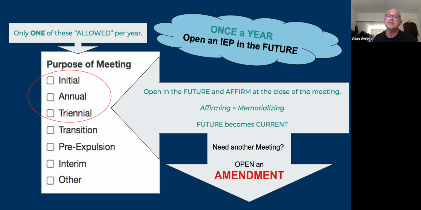So if you have a transition meeting, a pre-expulsion meeting, an interim, or an other, that can't be the purpose of a meeting if it's done in the future. Those meetings have to be done through an amendment to the annual IEP. So the case manager would go into the current IEP, create an amendment through the current IEP, and they would have access to all those forms through that amendment. Okay, that's just information for you to be aware of.